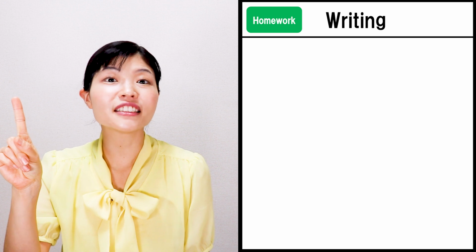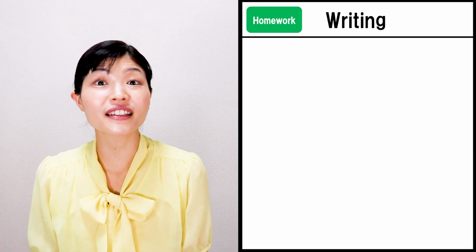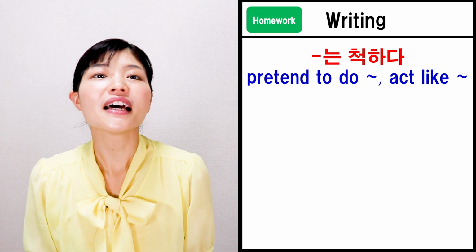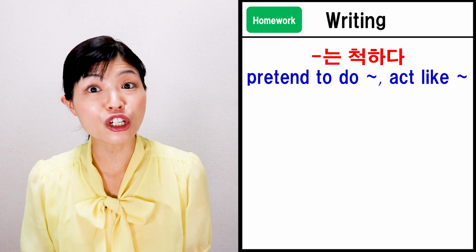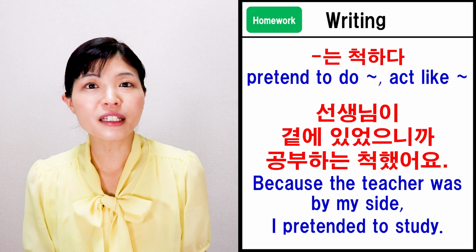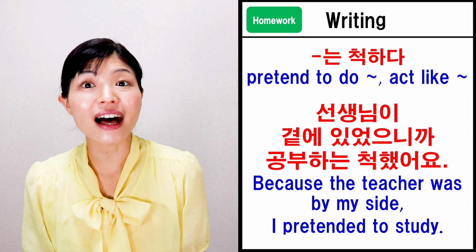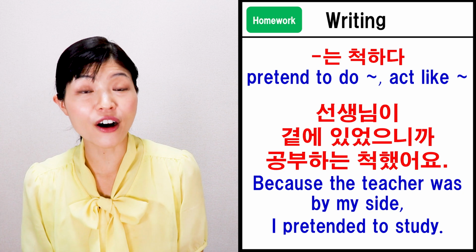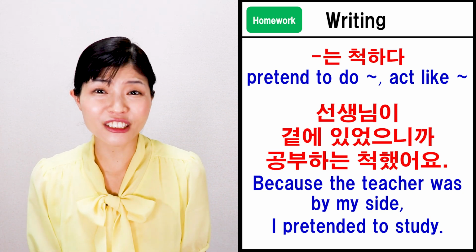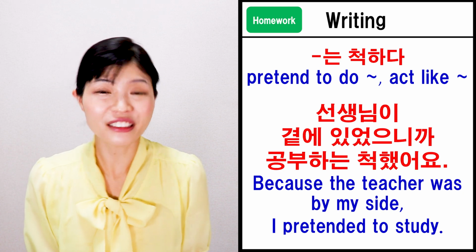The first one is to make 3 sentences using today's grammar. For the first sentence, please use 는 척하다, pretend to do, act like. For example, 선생님이 곁에 있었으니까 공부하는 척 했어요. Because the teacher was by my side, I pretended to study. Oh yeah, that happens, right?